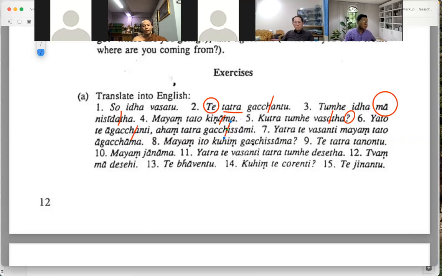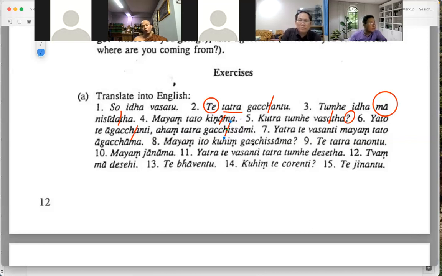So, and then in number 8, mayan ito kuhin gache sama. Here, so double adverbs together. Ito also an adverb, the demonstrative adverb. So kuhin also look at, an adverb, interrogative, question. So mayan ito kuhin gache sama.